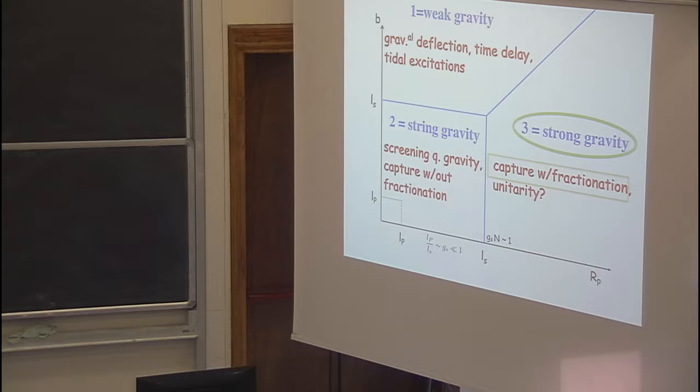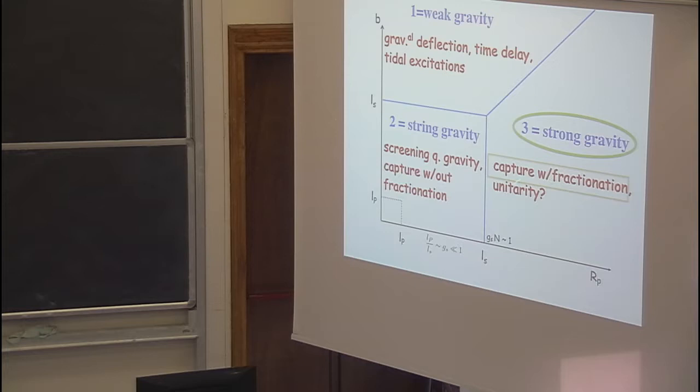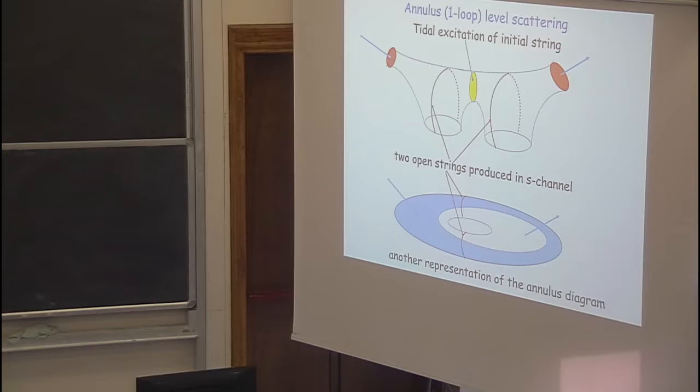Finally, if you move to the regime of strong gravity where the R_S is bigger than the string length, then there you expect to have not only this transition between one closed and one open string, but you will have transition between one closed and many, many open strings. So that's what I call capture with fractionation, whereas here you have capture without fractionation. So this is the typical diagram, say, at the annulus level.